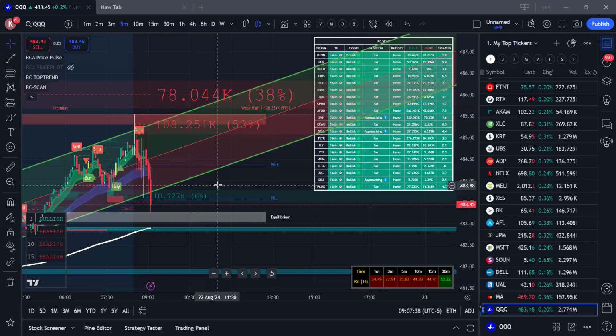Whenever we see a buy signal on QQQ, then we can also look for buy signals on your other tickers like Nvidia or Tesla, Amazon, Google. Most of them will also start moving. So we can use this as a reference, and not only with stocks, you can also make money with futures.